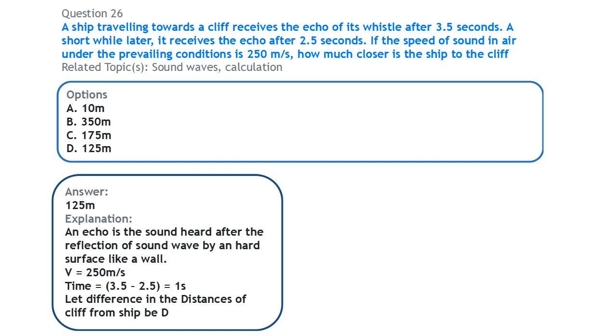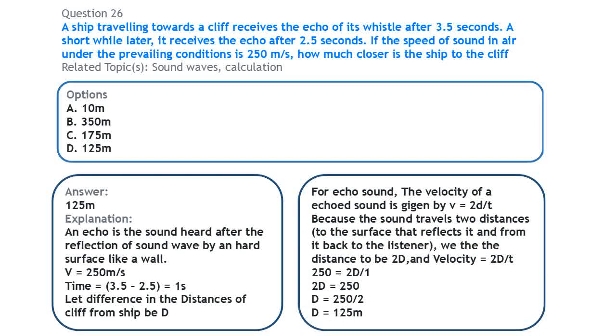Now the speed of sound here is given as 250 meters per second. What we are going to do is take the difference in the time between which he had the echoes. So that's 3.5 seconds minus 2.5 seconds, and we have 1 second. Then let the distance between the ship and the cliff at this time be D1, and at this time be D2, so the difference will be D2 minus D1. Let us represent that difference in distance by the capital letter D.